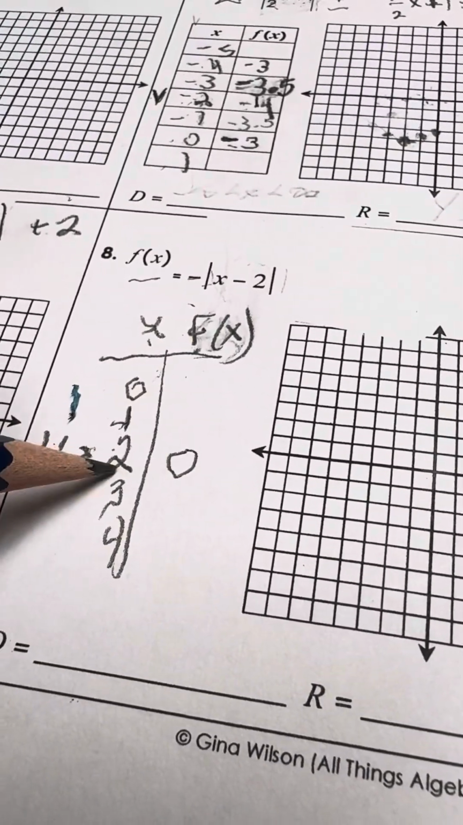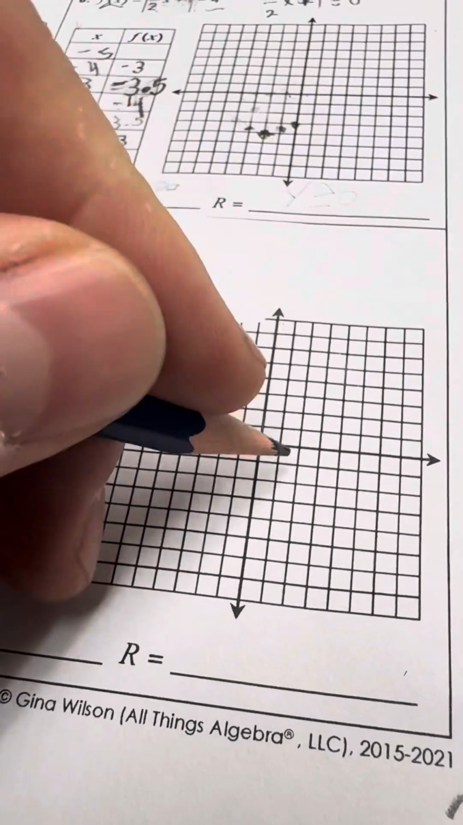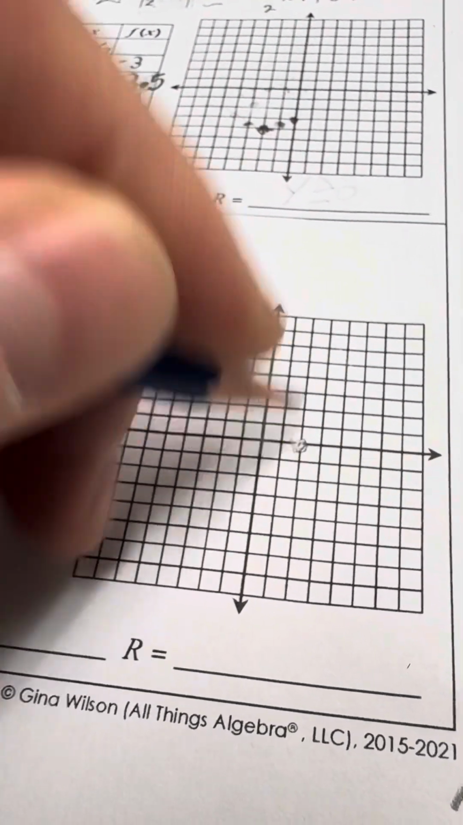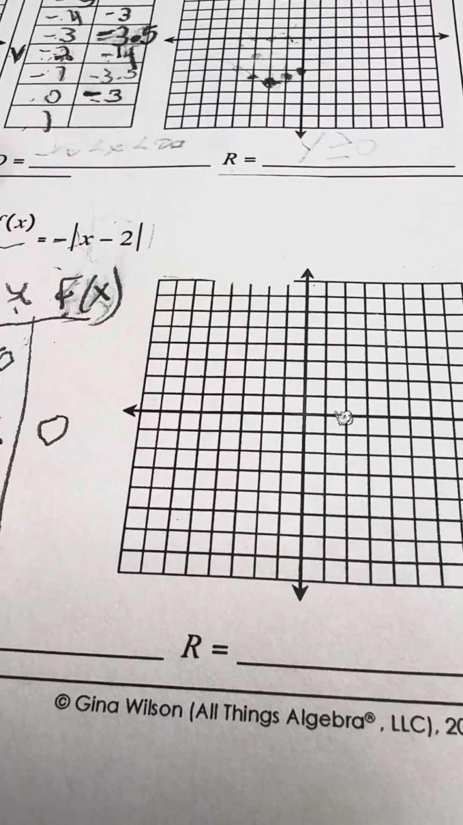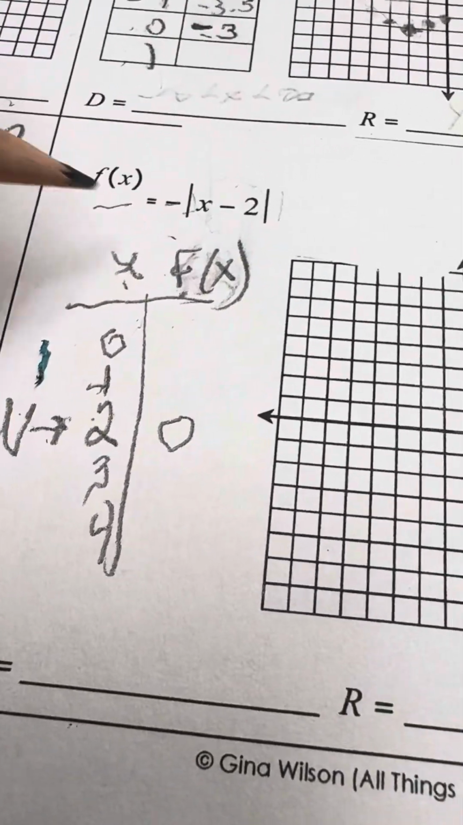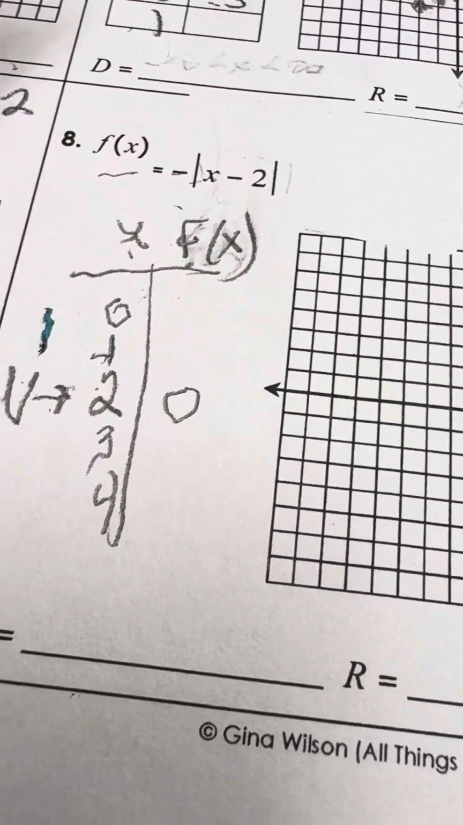First point of the v is 2, 0. 2 over, 0 up or down. Okay. I believe my v is going to be upside down on this one because there's a negative sign in the front.